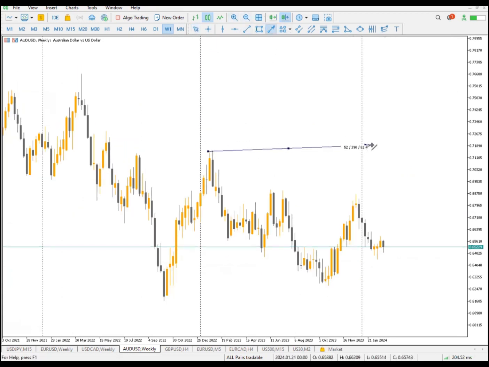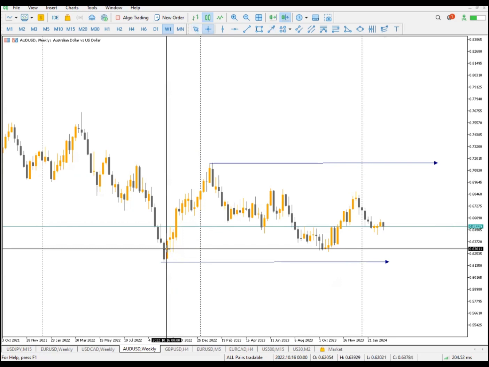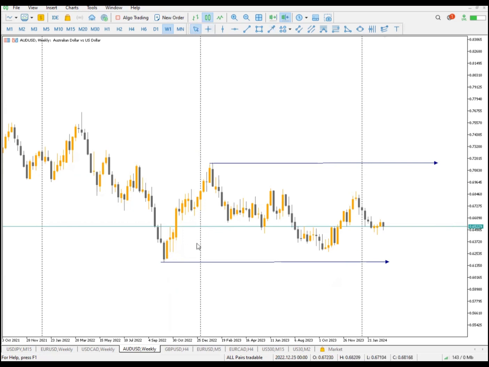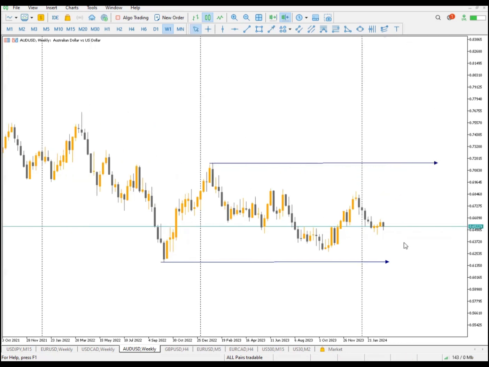I'm going to use this arrow to mark my highs, and my lows. Now you might ask, why did I mark these two? This is the range we have been dealing in, guys. This low was created in September of 2022, and this high was basically the highest high of last year. So this is the range that we're dealing in.